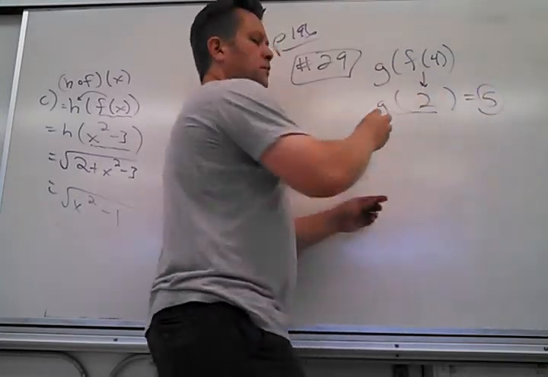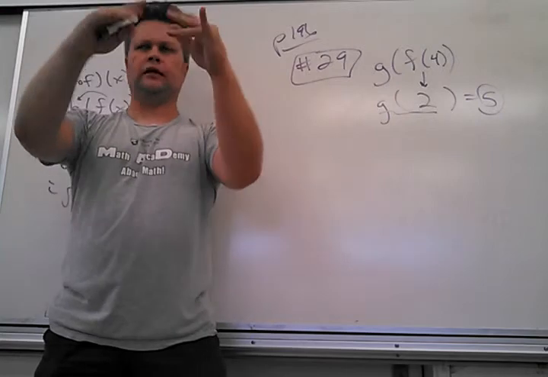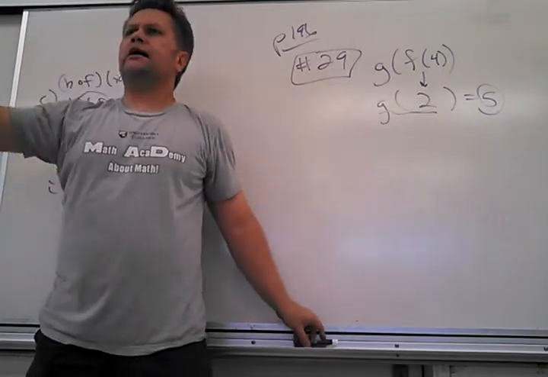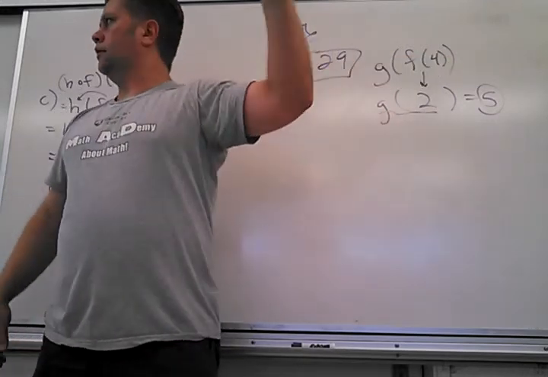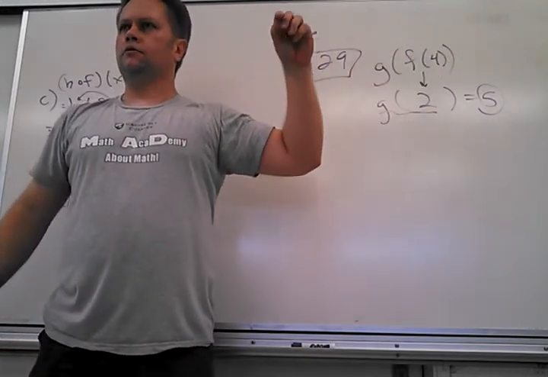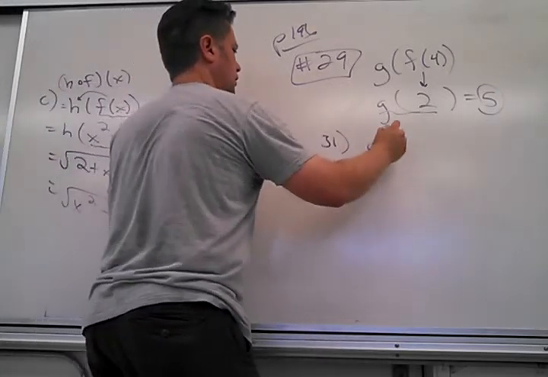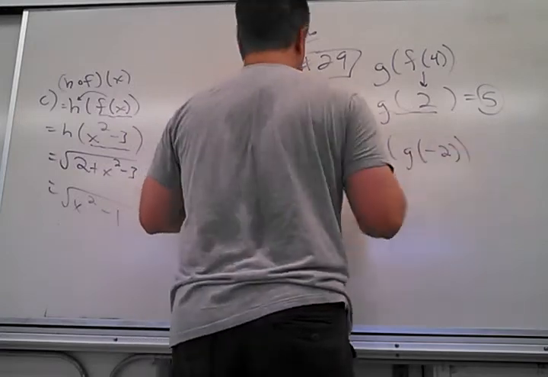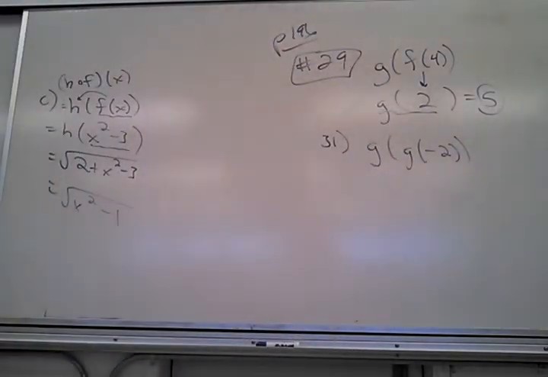We sort of talked about this idea by itself before, how to read a graph and see f of 3, f of negative 1, all that kind of stuff. But now this doubles that up. You have to do the inside and then do the outside function. Is that cool? What about number 31? G of negative 2. Find g of negative 2, which is 1. And then g of 1 is 4. I love it.